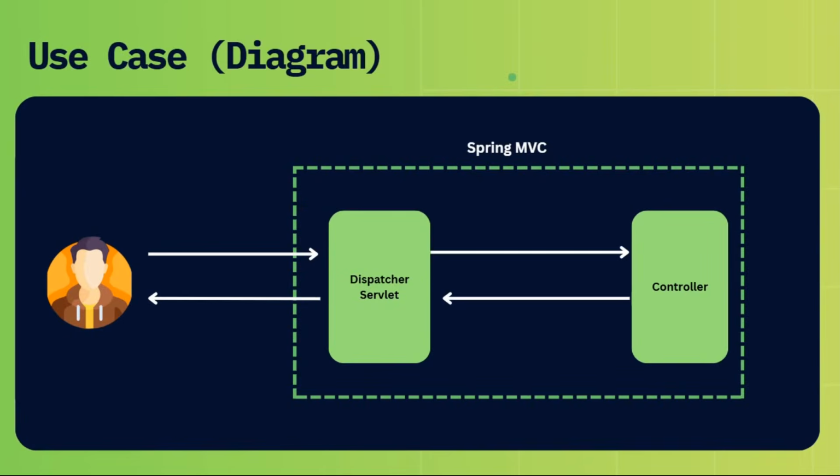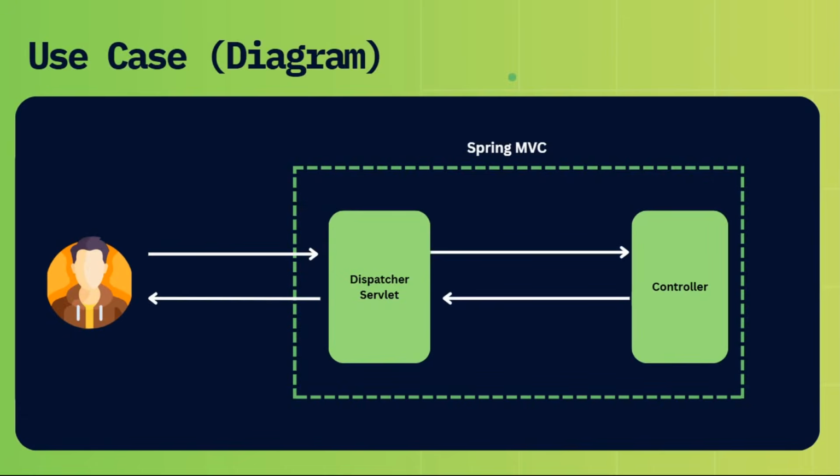After retrieving the data, the response flows back in reverse, from repository to service, service to controller, controller to dispatcher servlet, and finally, the response is sent back to the client. This is a typical request response cycle in Spring Boot, clean and straightforward with no filters or interceptors in between.